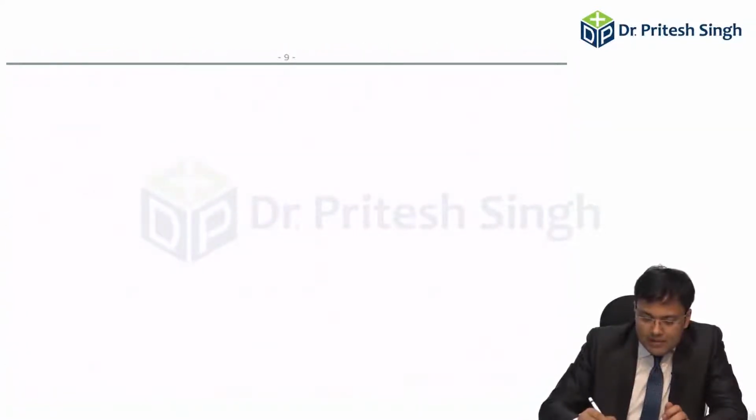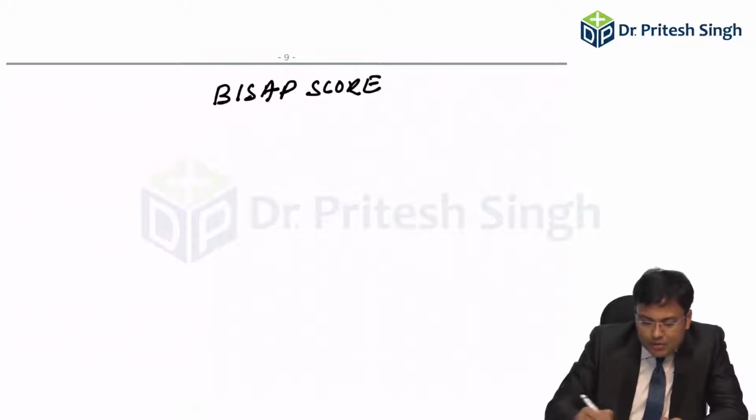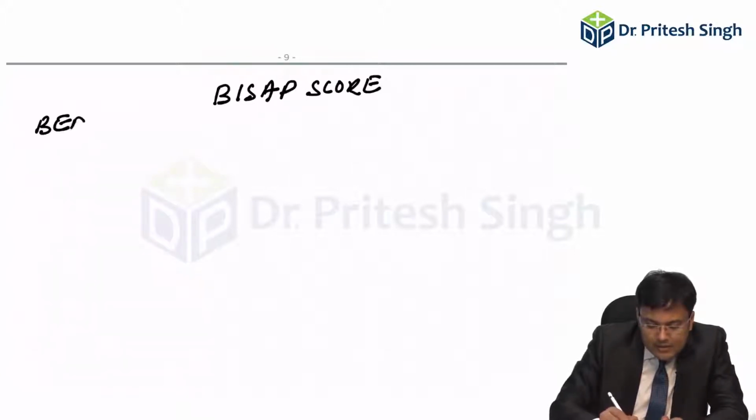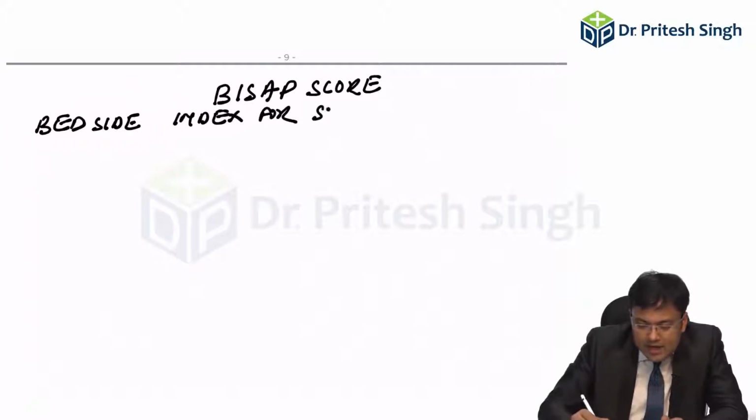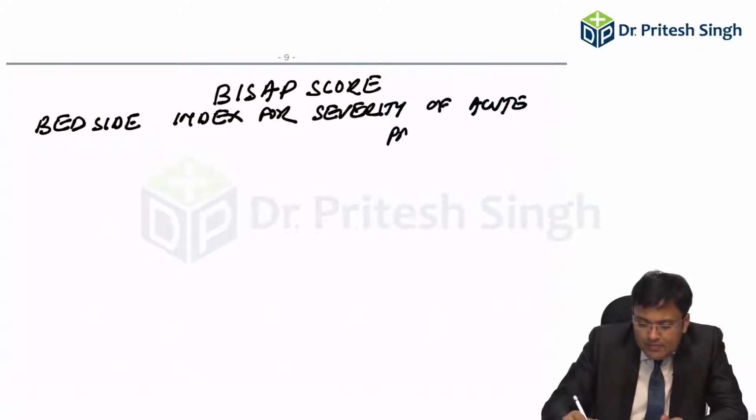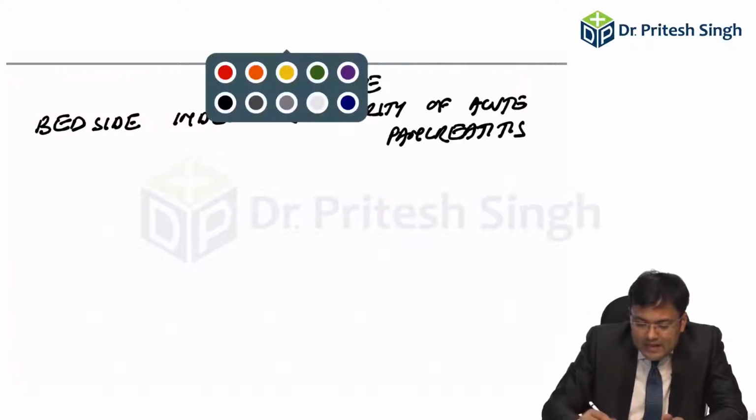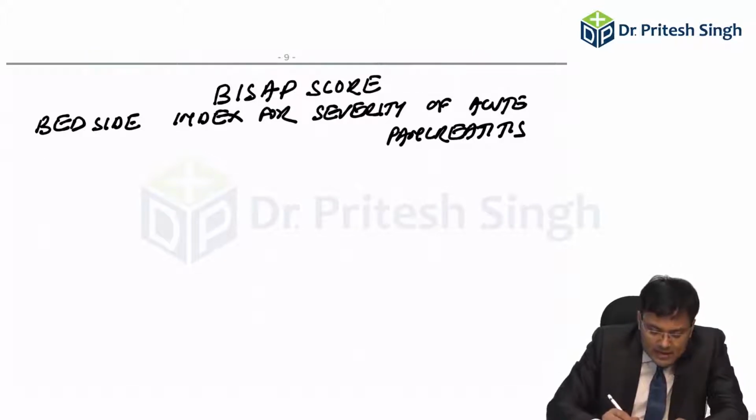So what's the full form of Bishop score? Bishop score, this is Bedside Index for Severity of Acute Pancreatitis. Bedside index for severity of acute pancreatitis, and the parameters are also Bishop.